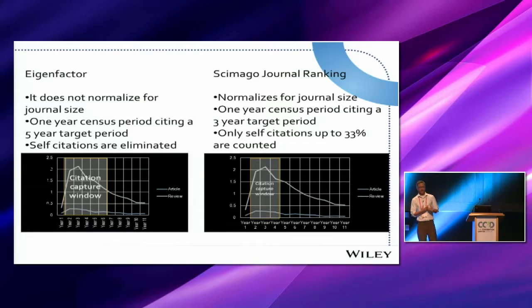In comparison to that, the SJR does normalize for journal size. It's a 1-year census period and 3-year citation window, and it only counts self-citations up to 33%.